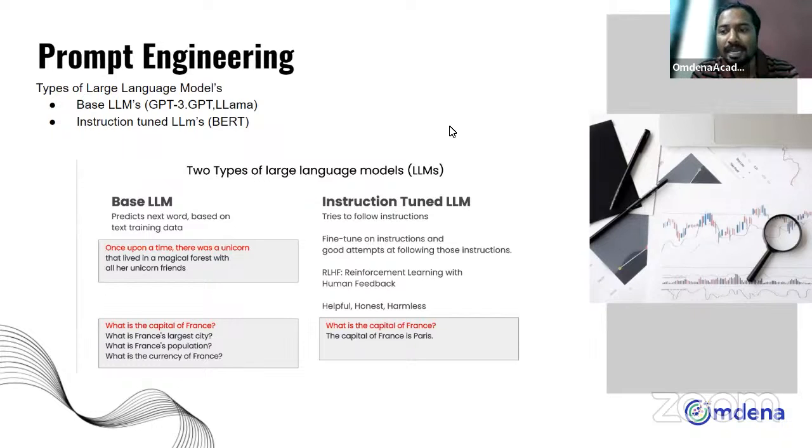Coming to instruction-tuned LLMs, they can do a set of tasks better. They have been fine-tuned for performing a set of tasks, such as using BERT for summarization. Those tasks can be done better with instruction-tuned LLMs. Base LLMs predict the next word based on training data, and they are usually the naturally available LLMs, while instruction-tuned LLMs are fine-tuned on instructions, and they can generate better output for your given task.